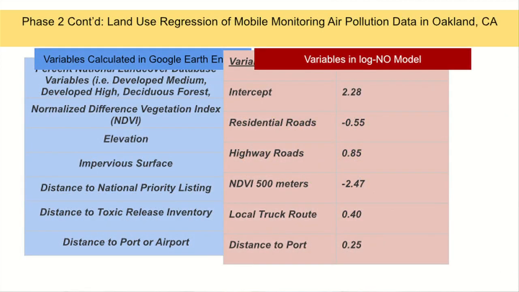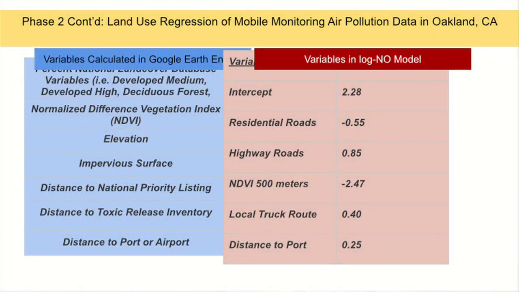The variables we calculated in Earth Engine include percent land cover variables from the NLCD, and NDVI, elevation, impervious surface, and then also some point source variables that were brought in: National Priorities List, Toxics Release Inventory, and also distance to ports and airports.